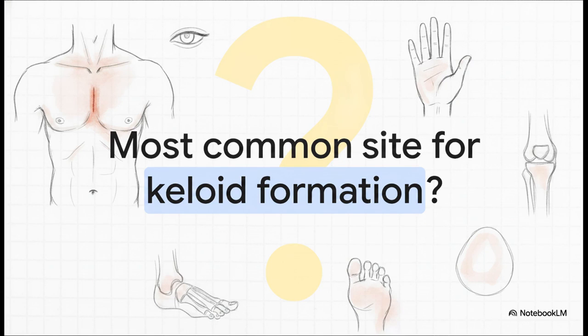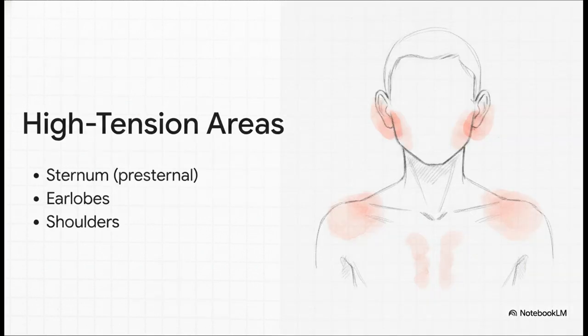Question 25. What is the single most common site for keloid formation? A, eyelids, B, joints, C, scrotum, D, palm or sole, or E, sternum? The answer is E, the sternum.